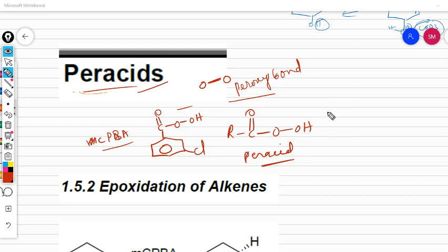There are many other peracids also available, like tertiary butyl peracid and ethyl peracid. So these all are available, but mostly we're going to use metachloroperoxybenzoic acid as a peracid reagent.